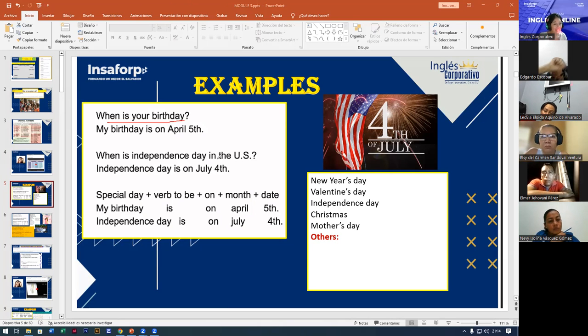When is Independence Day in the US? And we have it here, right? 4th of July. But also it's possible to say Independence Day is on July 4th. So you mention the special day, that is Independence Day. Then we need to include the verb to be, and the preposition on, that is only for specific dates, because we mentioned the month and the specific day, 4th. A special day plus verb to be plus on plus month plus the date. That will be the complement here. My birthday is on April 5th. Independence Day is on July 4th.